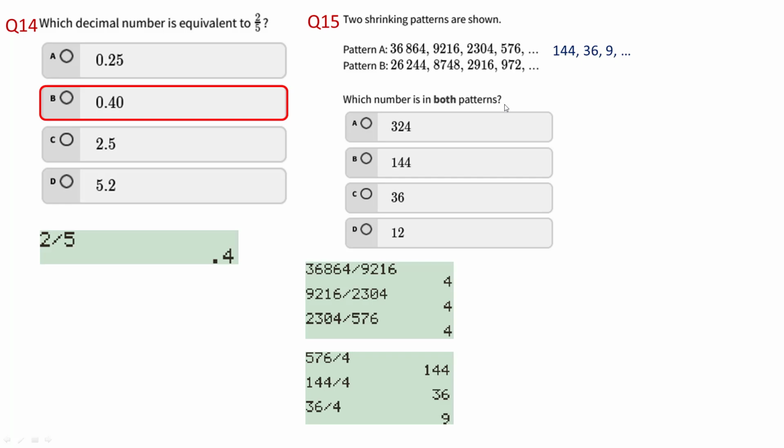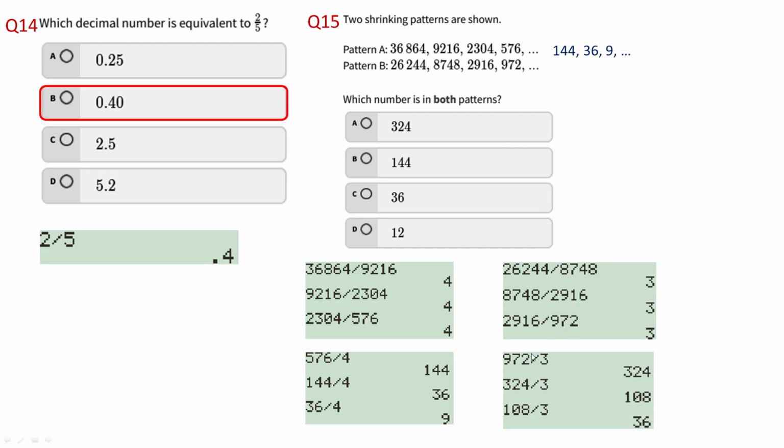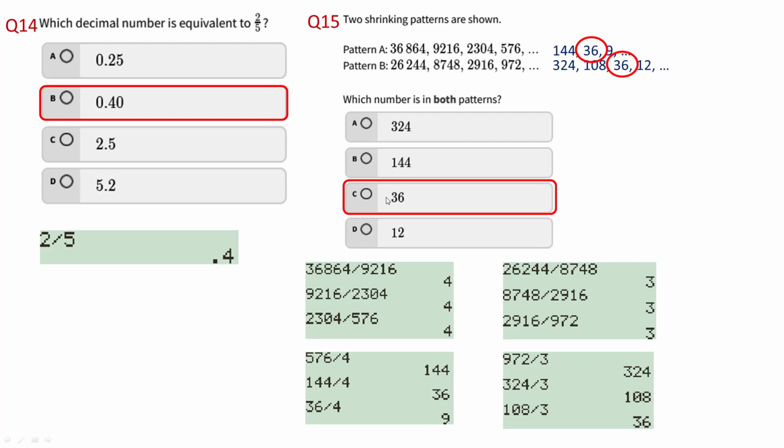So we're looking for the number that's in both patterns. So we would take the pattern B here, and once you figure out what it's dividing by, it's dividing by 3. I would take 972 and divide it by 3 to get 324. Divide that by 3 to get 108. Divide that by 3 to get 36. So the next 3 numbers in this one are 324, 108, 36, and actually it would be 12 next when you divide that by 3. So which number is in both patterns? Well, the 36 is. So 36 is the correct answer for question 15.